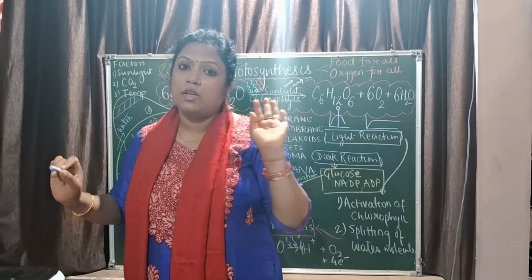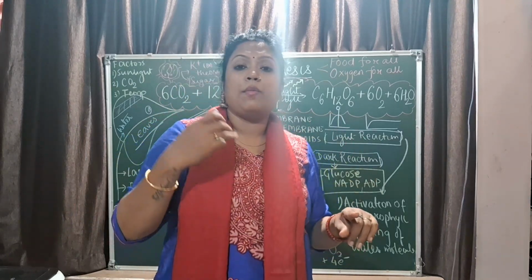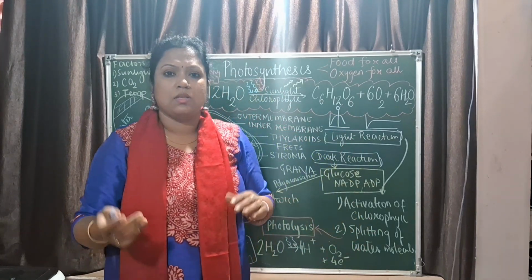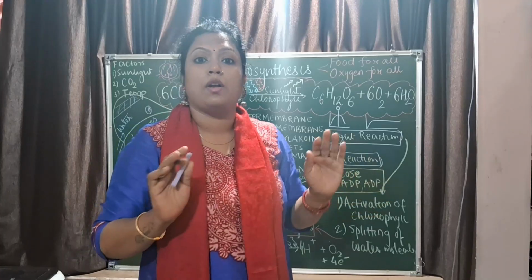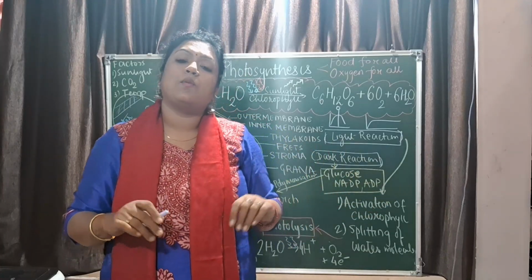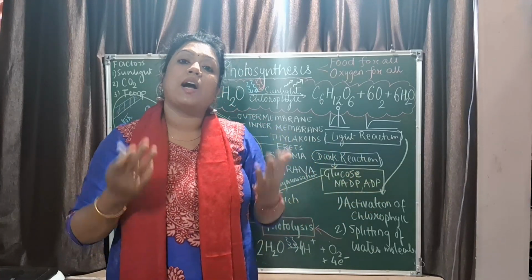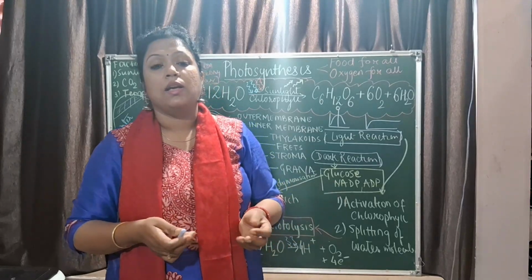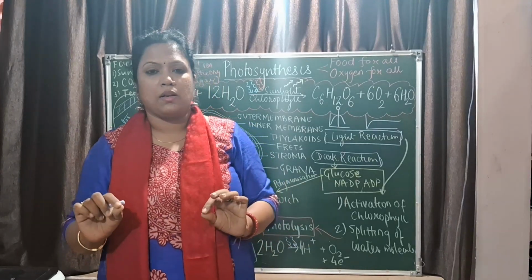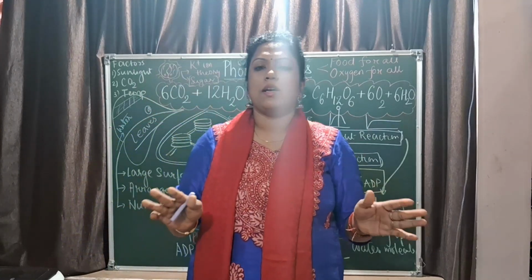Now one more thing you have to keep in mind: before performing any experiment on photosynthesis, the plant is kept in the dark for 48 hours so that whatever starch is present in the plant is utilized. That is called de-starching of the plant. So I hope you understood the entire chapter.